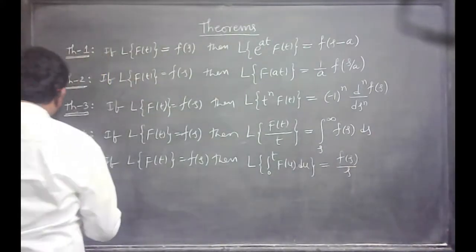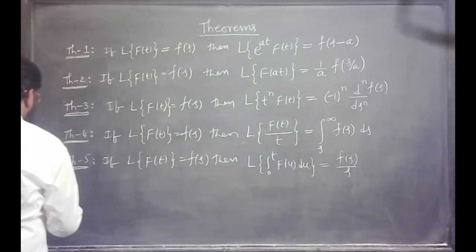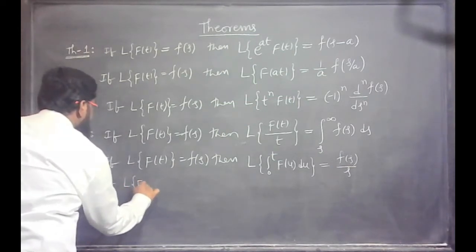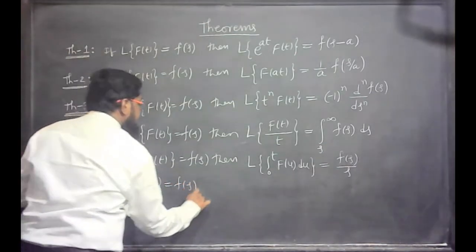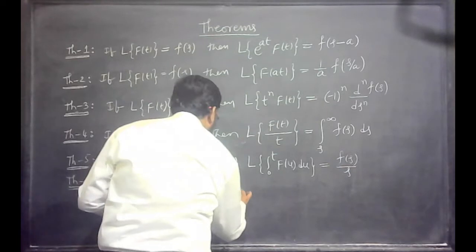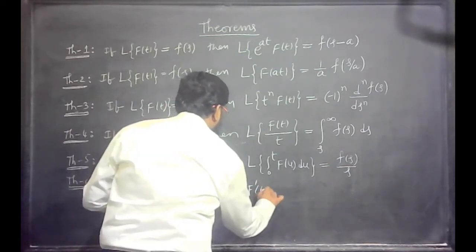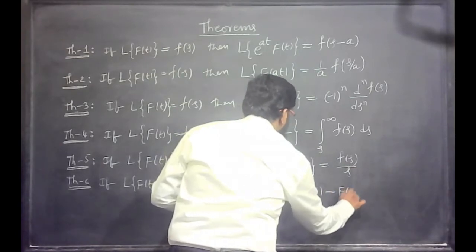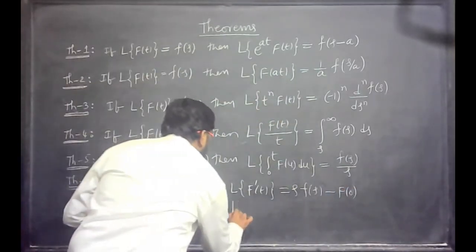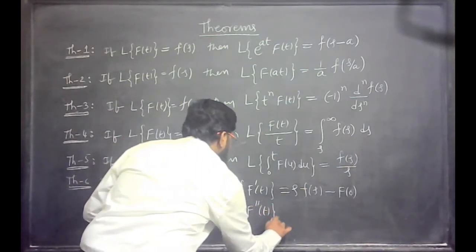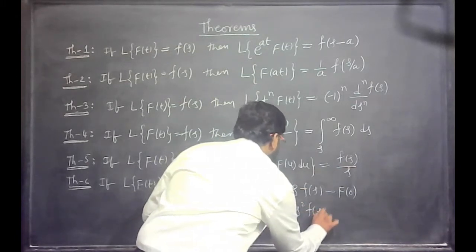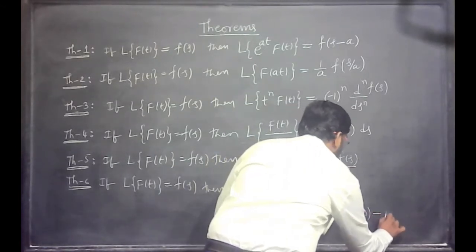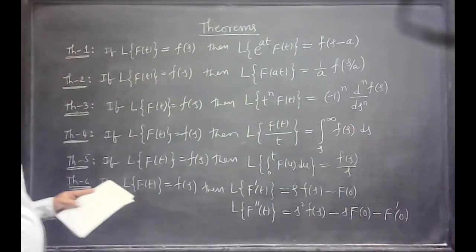Okay, now let's see theorem 6. If Laplace transformation of f of t is equal to F of s, then Laplace transformation of first derivative f prime of t will be equal to s into F of s minus f of 0. Second derivative, Laplace transformation of second derivative will be s square into F of s minus s into f of 0 minus f prime of 0. This is the double derivative.